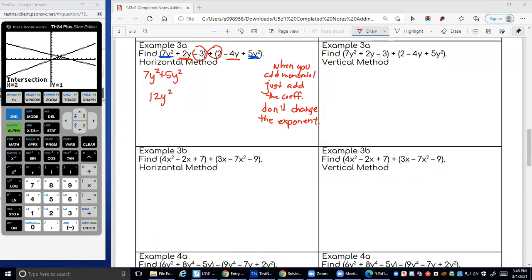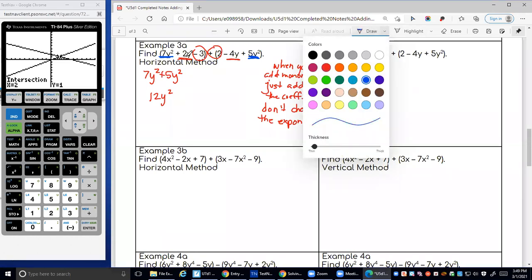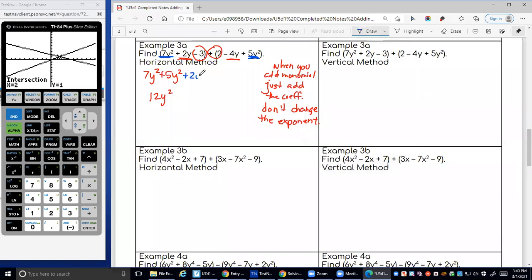All right. Next one, got 2y minus 4y. And so that's just going to end up being plus, I got plus 2y minus 4y, and you got negative 2y, right? And then you have your negative 3 plus 2, and that's negative 1.